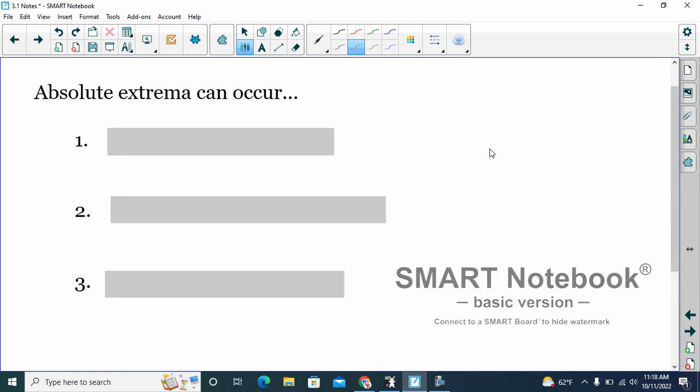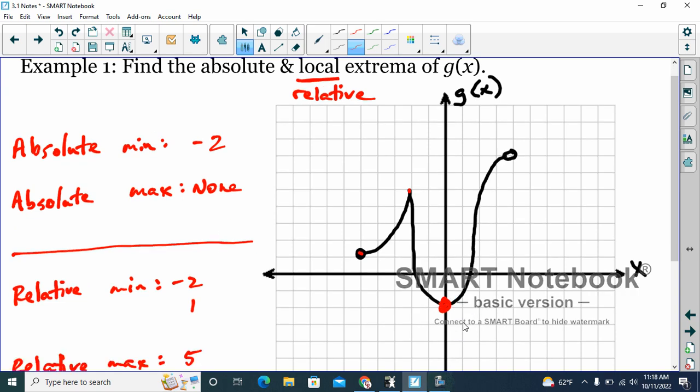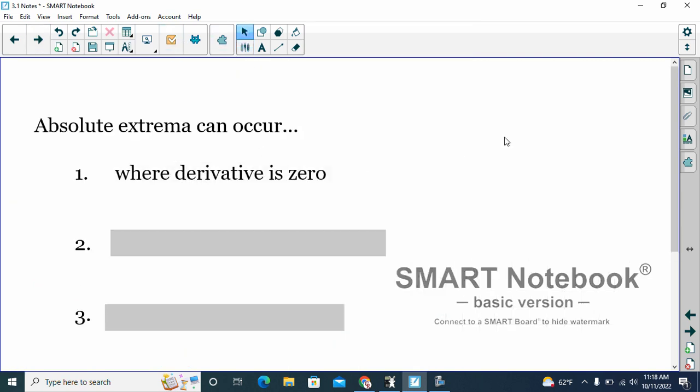So there are 3 places that absolute extrema can occur. The first, notice we had an absolute minimum right down here. Absolute minimum at that point. Notice at that point, the derivative is 0. If the derivative is 0, that means that there is a chance that I could stop and turn and go in the other direction. And that could potentially, if that's the lowest point on the entire graph, give me an absolute minimum. So the first place that an absolute extreme value could occur is where the derivative is 0.